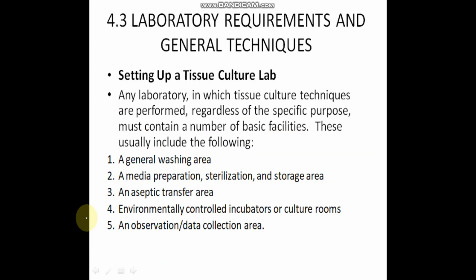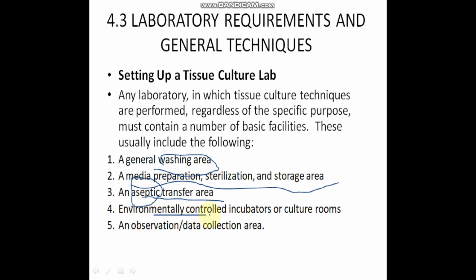General lab requirements and general techniques. The things that you need for a tissue culture lab: one is the general washing area, where you wash your plant and your conical flask, and there is a place for you to prepare your media and sterilize the storage. Next, the aseptic transfer area. This refers to a place that is very clean, with completely zero bacteria, fungus, and virus. That is what aseptic means. It has to be very, very clean.